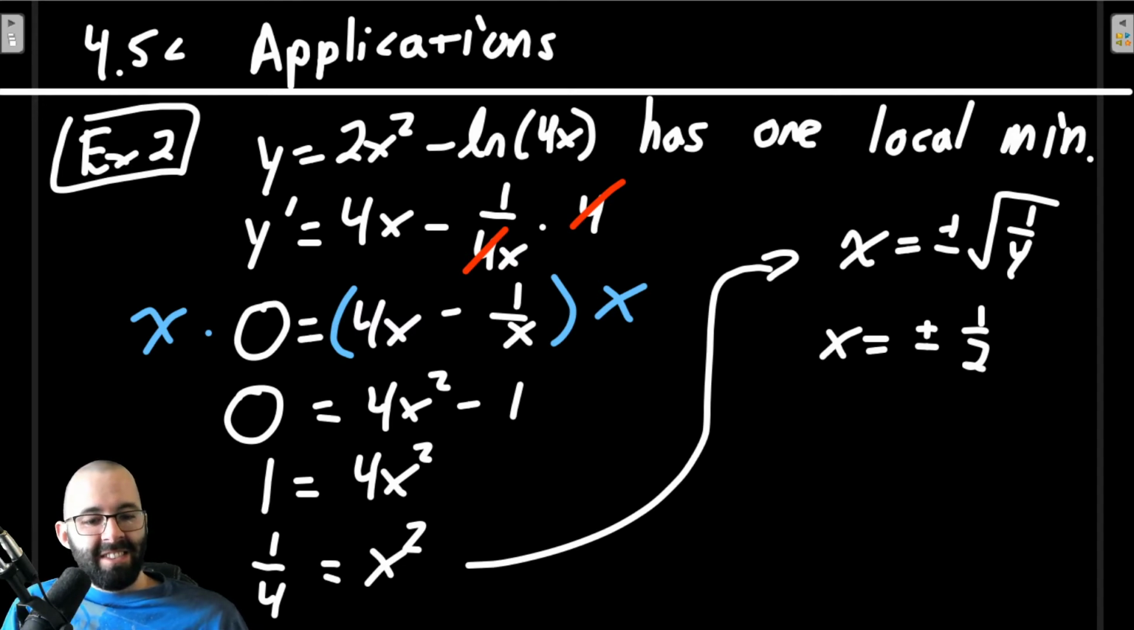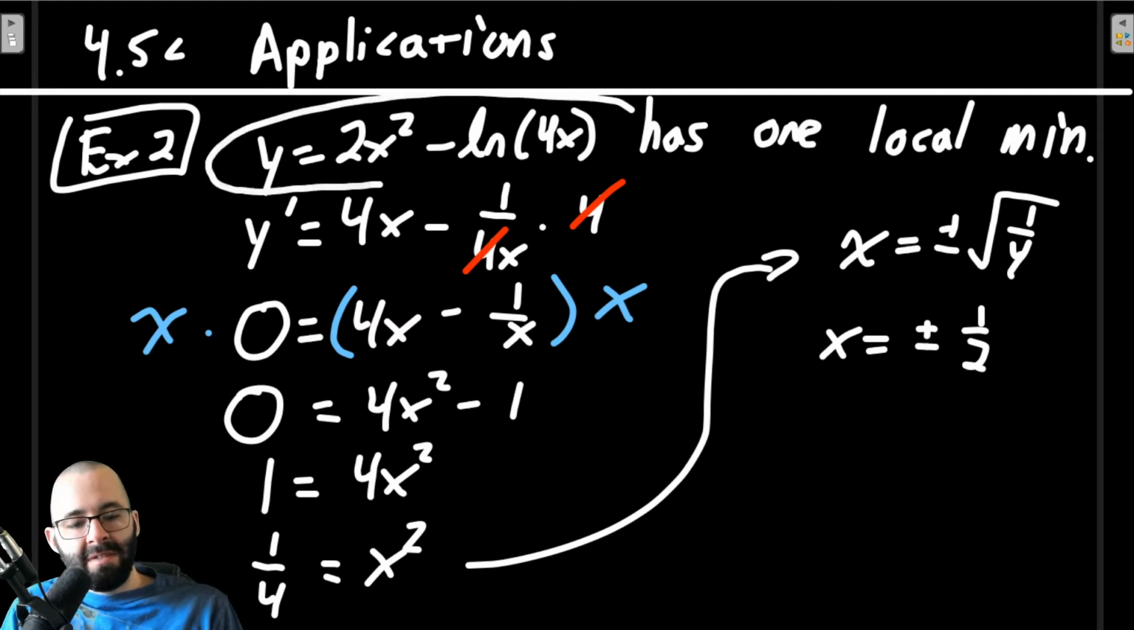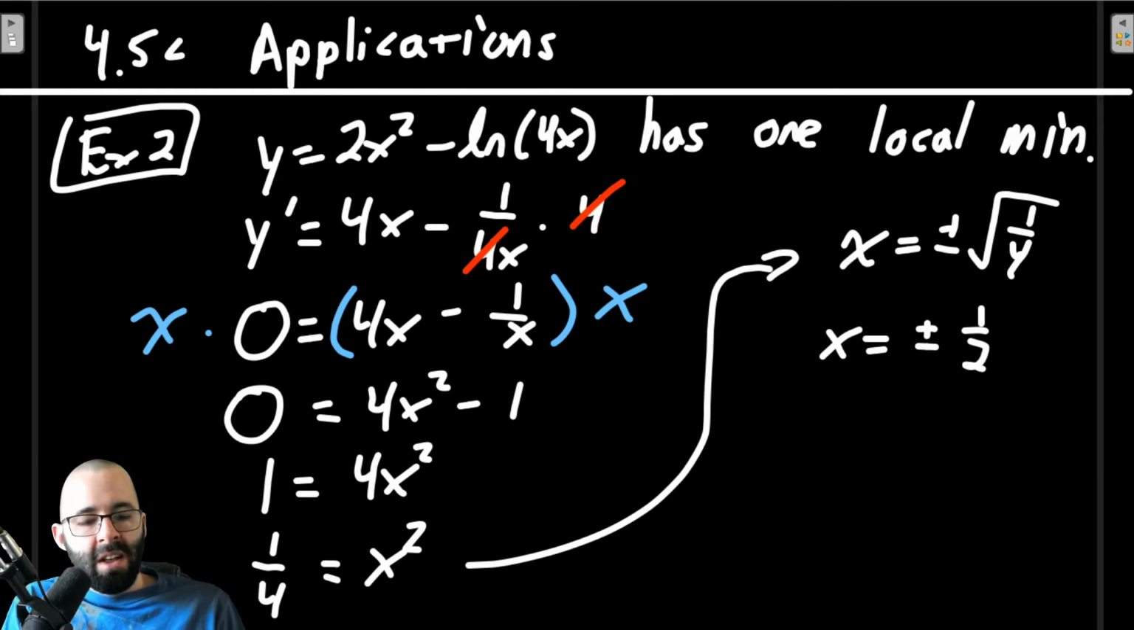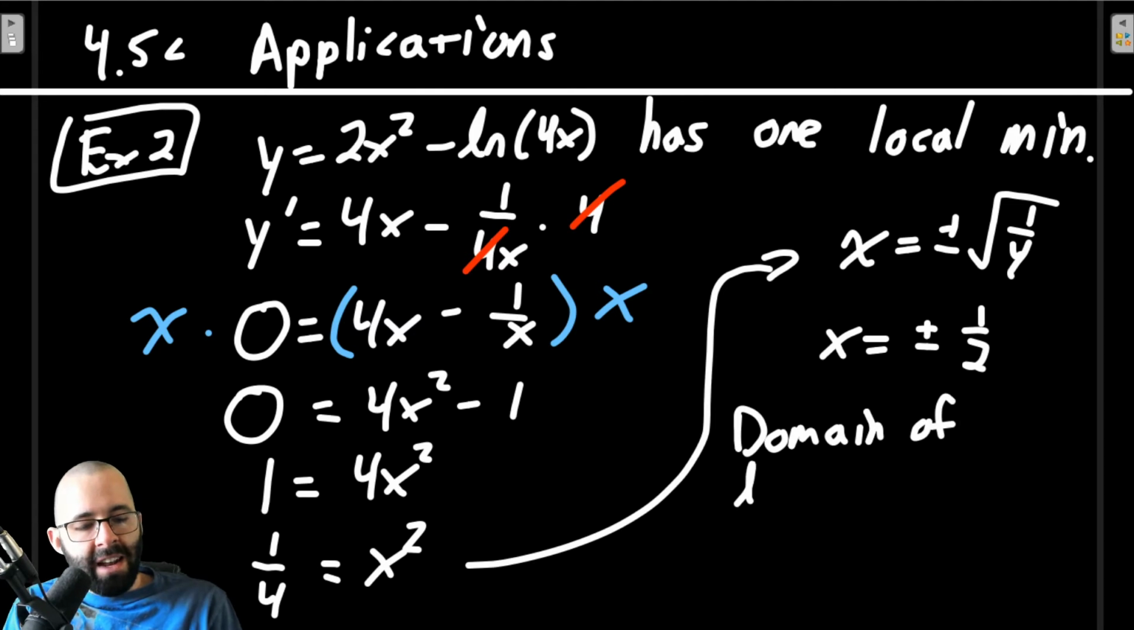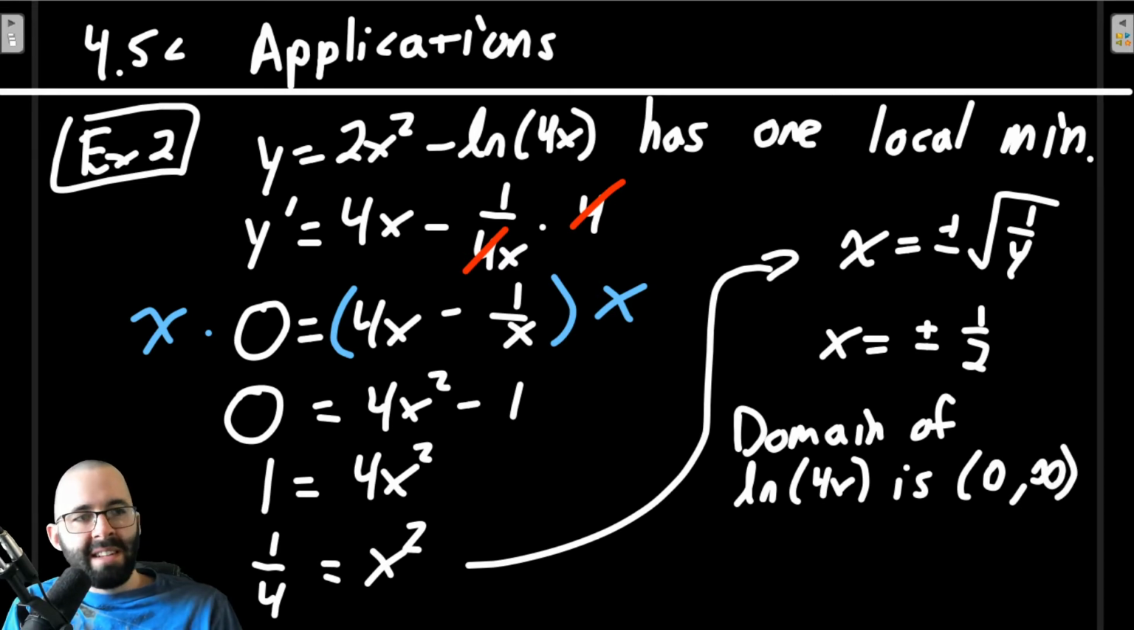There's not 2. Let's look at this function. What's the domain of this function? Remember, we can't take the natural log of 0 or any negative numbers. The domain of the natural log function is 0 to infinity. So this minus, that's not in the domain. All right. So we're going to throw out the negative. The local min is only when x is equal to positive 1/2.